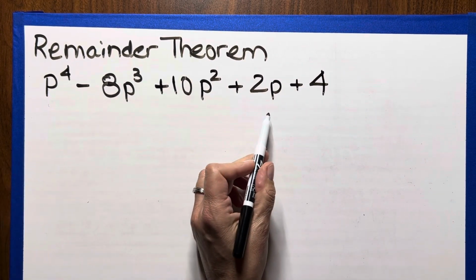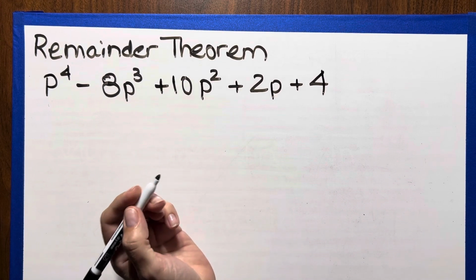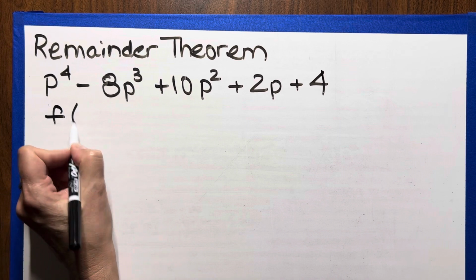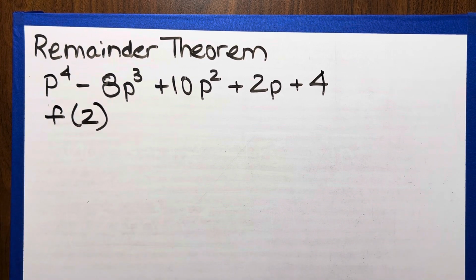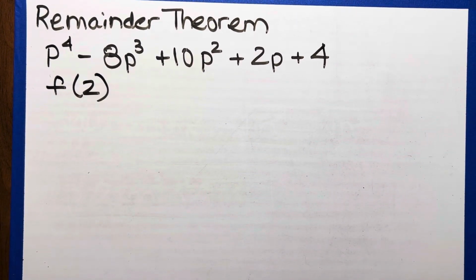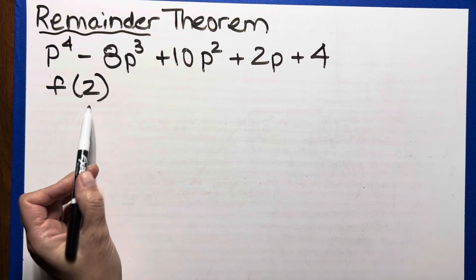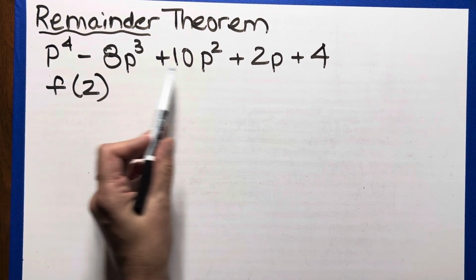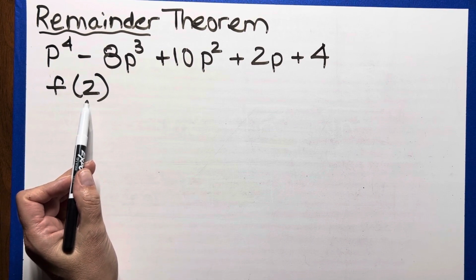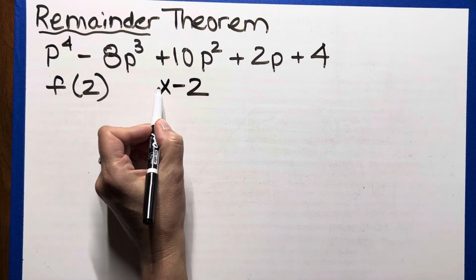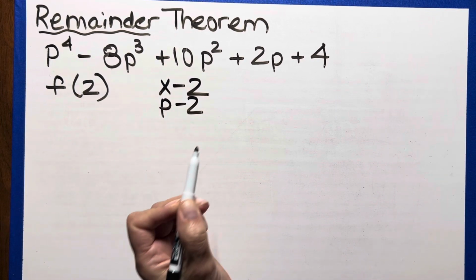This is our function. And what we're going to be asked to do is to figure out the value of the function at 2. So the first thing I want to do is use long division, because I want to figure out what my remainder is if I am dividing this polynomial by x minus 2, or in this case p minus 2, that's our variable.